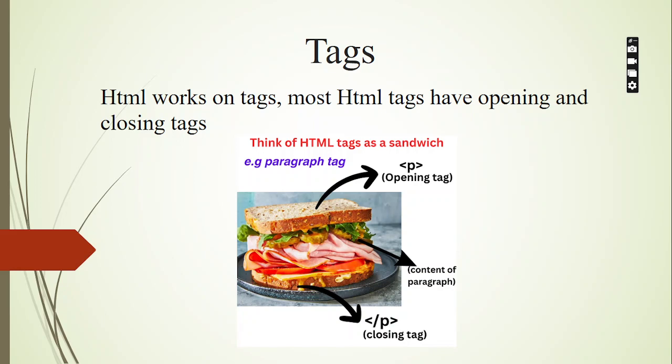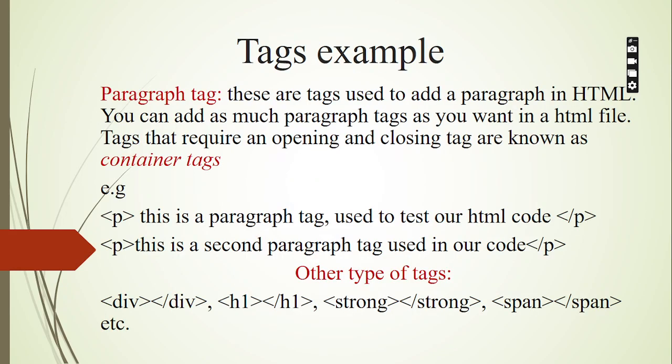how the HTML works. So for the tag example, I'm using the paragraph tag because this is the most basic example of a tag use. It is less complex than all other tags in HTML. A paragraph tag is used to add paragraphs in HTML. You can add as many paragraph tags as you want, and the browser will see this as one paragraph, and the browser also sees this as another paragraph. You can add even a million paragraphs in your HTML file.